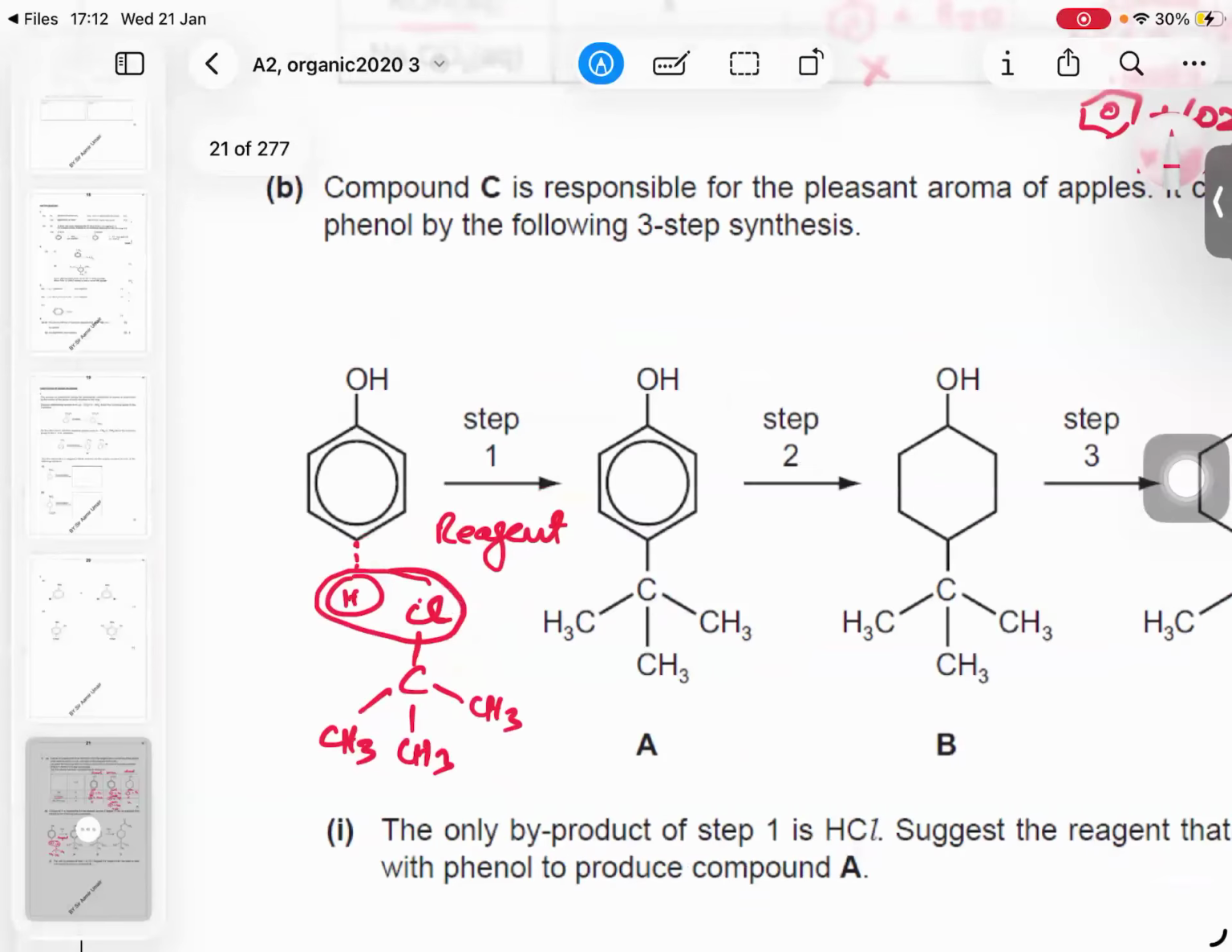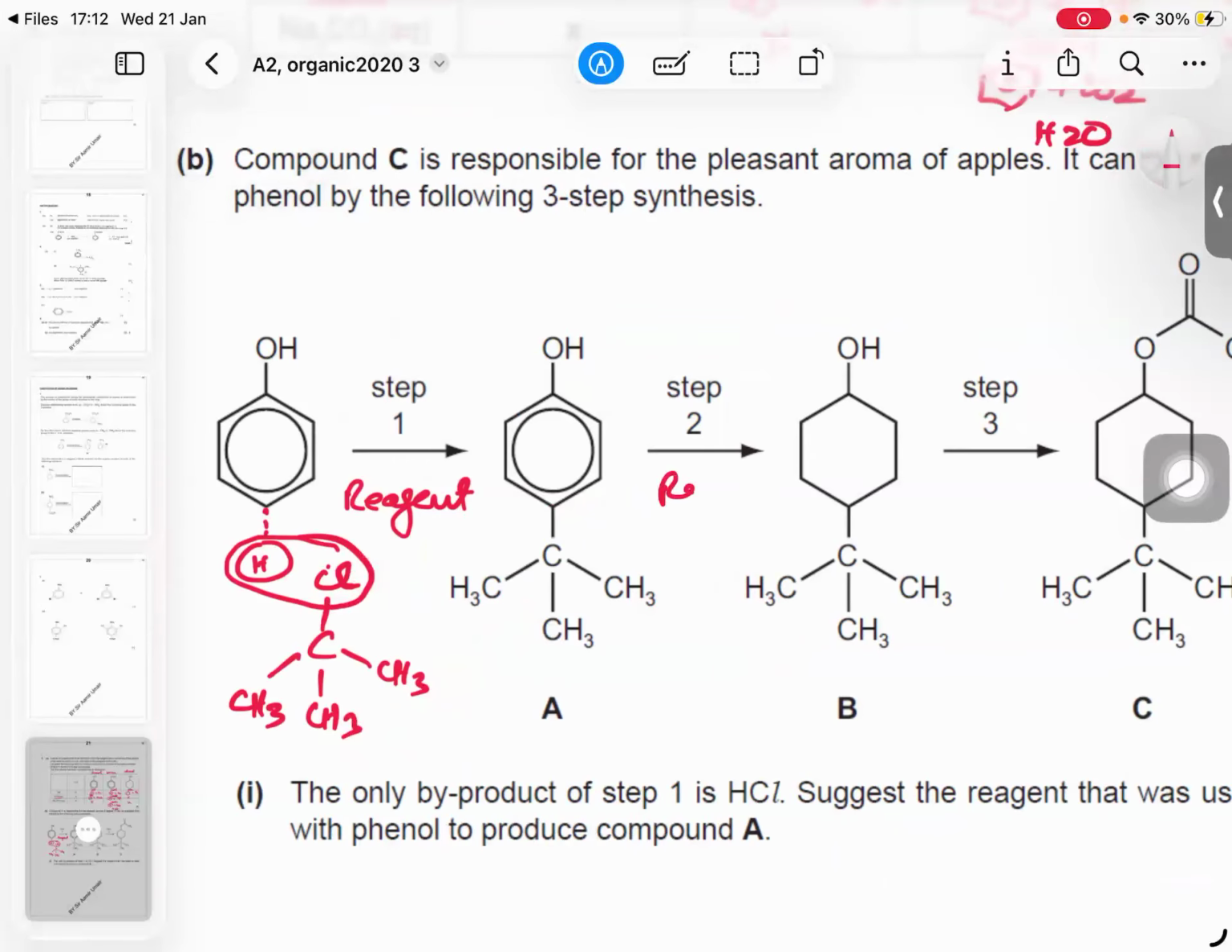Can you tell me what happened in step 1, the reagent and conditions? In this case, AlCl3 was the catalyst. What happened in this reagent? It has formed a cyclohexane. The benzene ring is reduced, so it's a cyclohexane. So it's an addition reaction? Yes, it is 3H2 with nickel catalyst and heat. Okay.